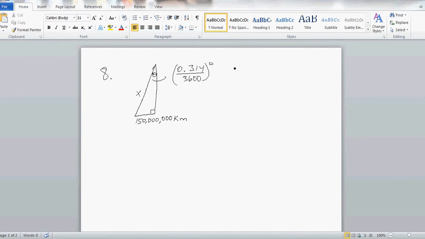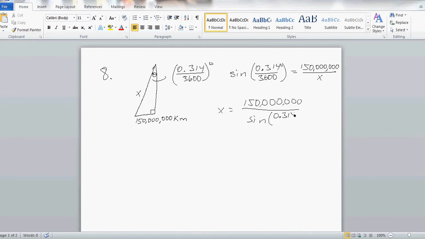So we need to find the sine of 0.314 over 3600 degrees, which has to equal 150 million over x. Or in other words, x is going to represent 150 million divided by the sine of 0.314 over 3600 degrees.